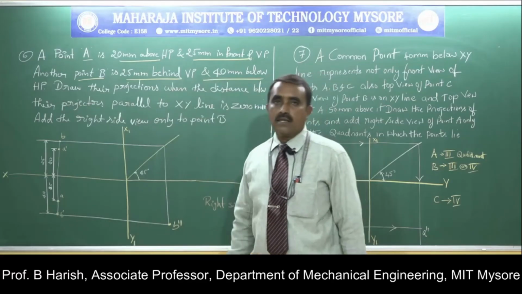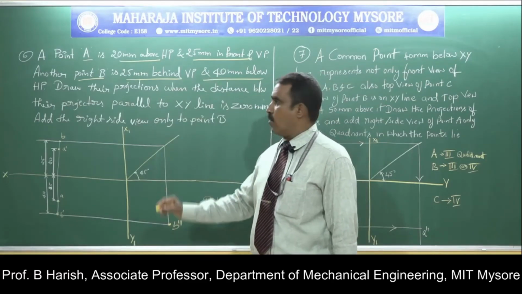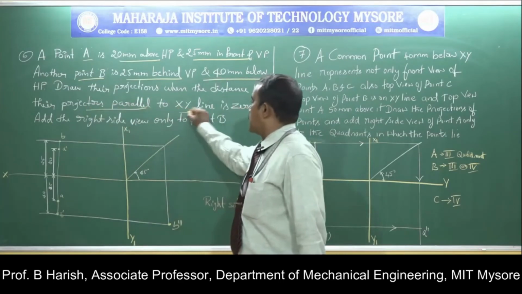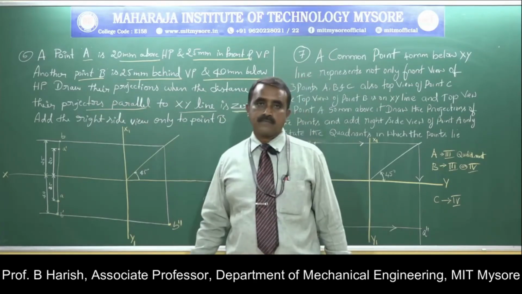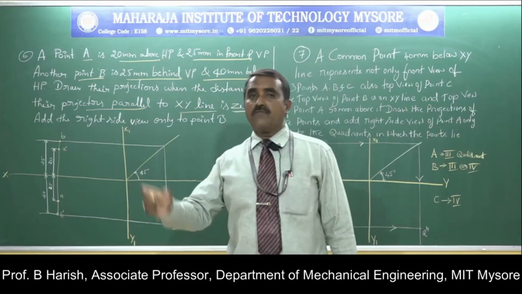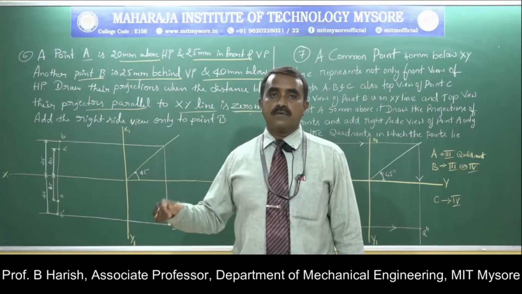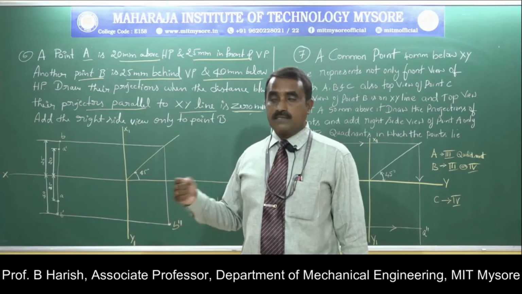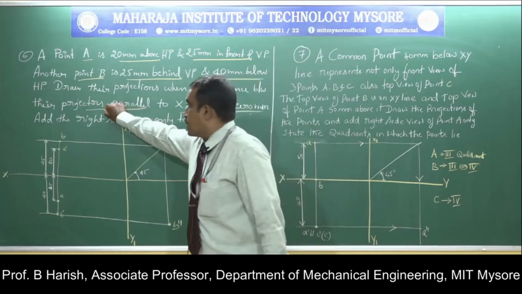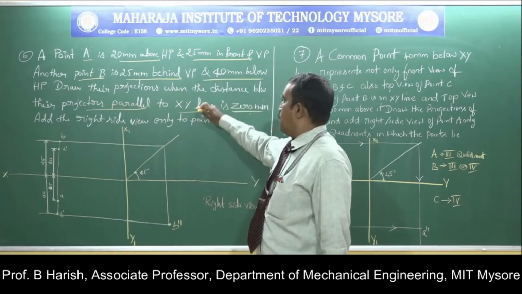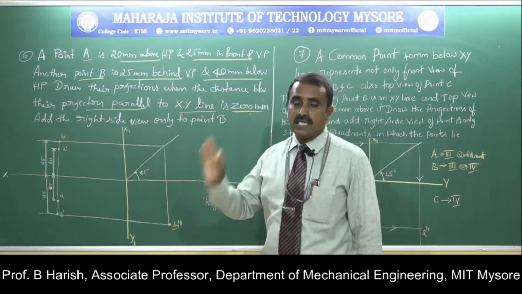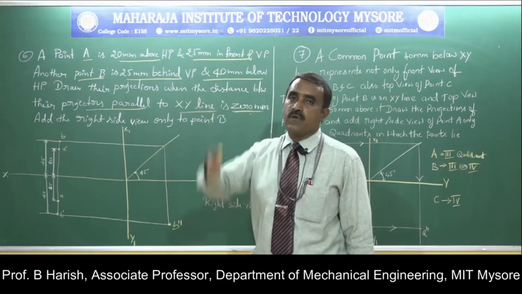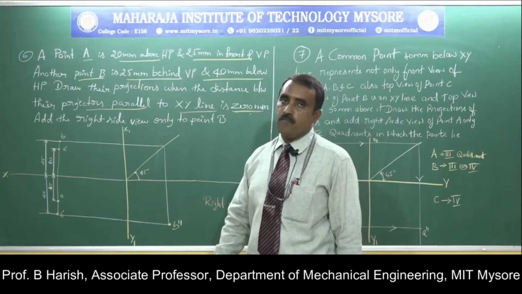But here there is one added thing in the problem: the distance between the projectors parallel to the xy line is 0. This is very much important. In the previous problems, a convenient distance was given, or the distance measured between the points parallel to the xy line was given. Now here the problem says the distance between the projectors parallel to the xy line is 0, which means the distance between the end projectors is 0. That is nothing but the projections of both the points will be in line.